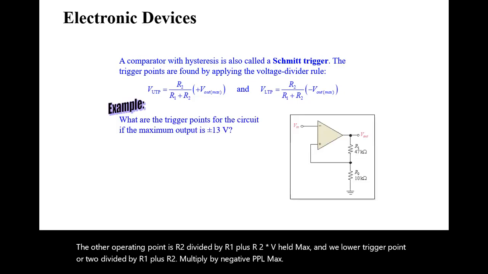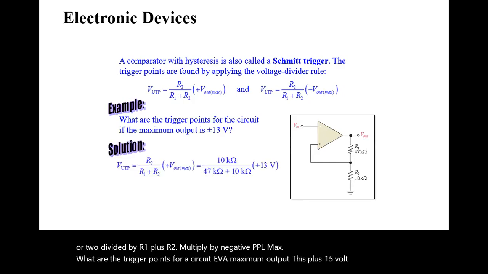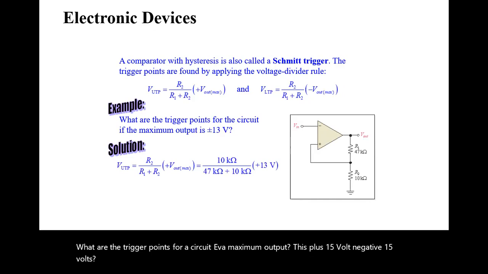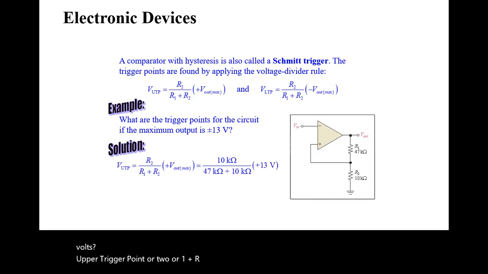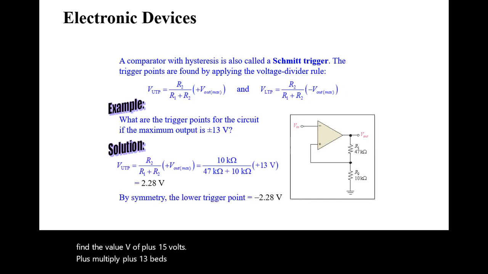What are the trigger points for the circuit if the maximum output is plus 13 volts, negative 13 volts? Upper trigger point: R2 divided by R1 plus R2 multiplied by V out max. If you apply those values and multiply by plus 13, that gives you 2.28 volts. By symmetry, the lower trigger point would be equal to negative 2.28 volts.